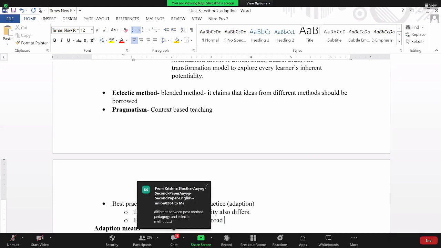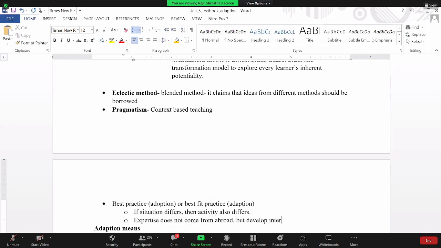What we do, expertise does not come from abroad, but develops in terms of local knowledge. So we have to focus on the knowledge we have. अबको practice भनेको, expertise does not come from abroad, but develops in terms of local knowledge. Whatever we have, from there we have to develop expertise.